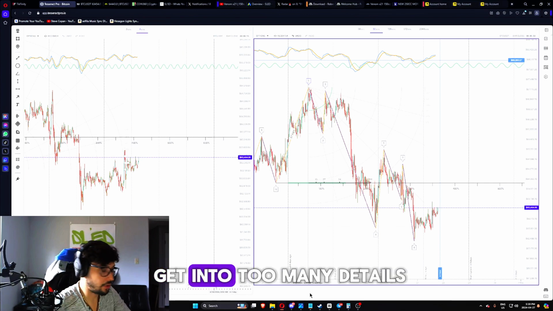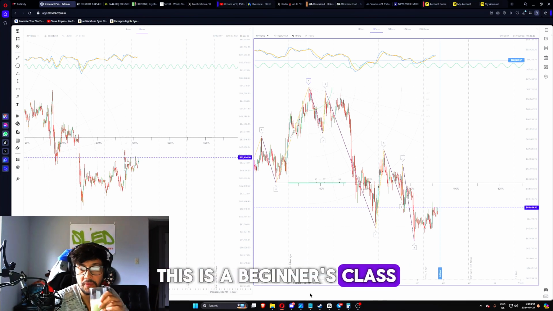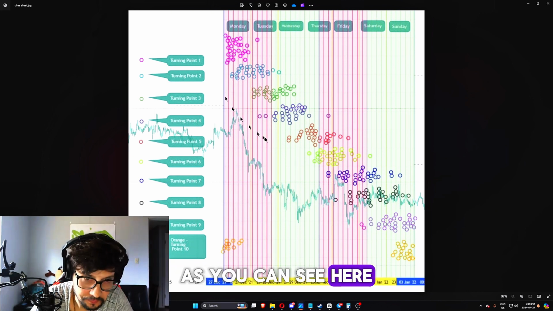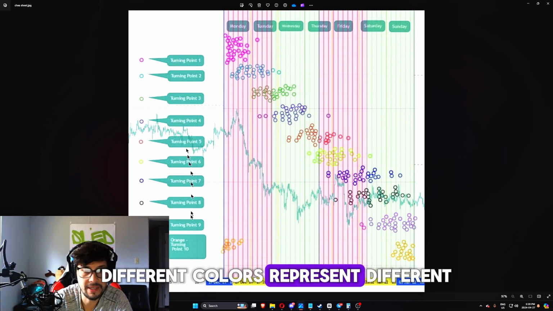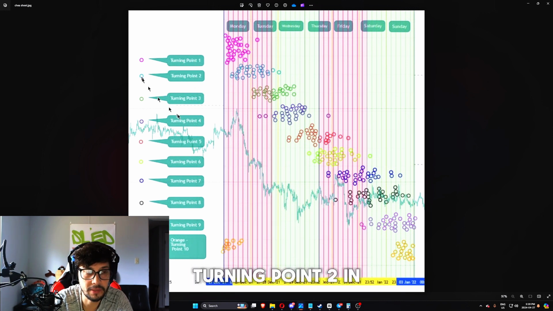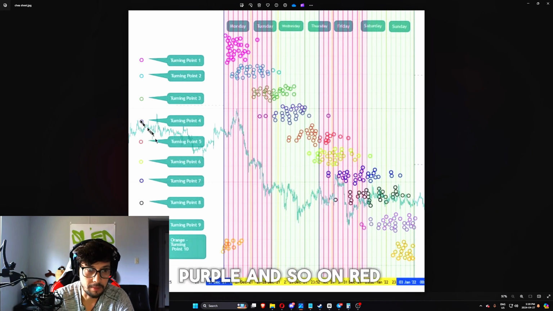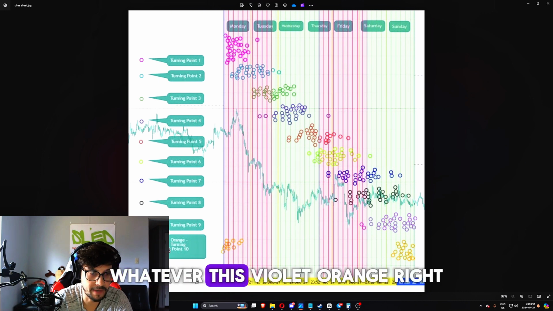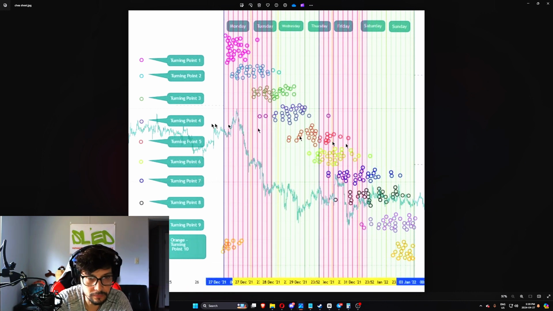I'm not going to get into too many details. This is a beginner's class. So this is a cheat sheet for turning points. As you can see here, different colors represent different turning points, right? We got turning point 1 in pink, turning point 2 in teal, turning point 3 in green, turning point 4 in purple, and so on. Red, green, dark blue, black, violet, orange, right?